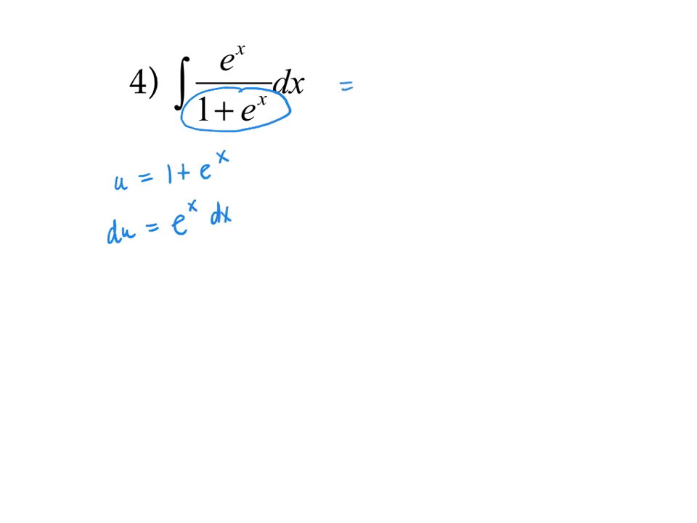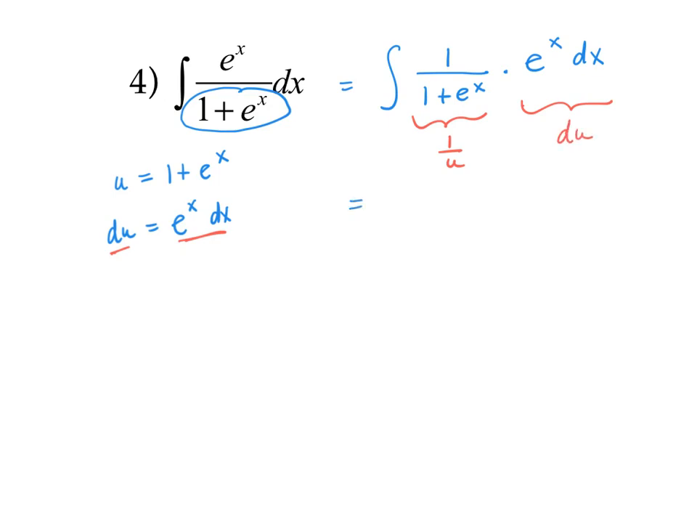And hopefully you can see that in the problem. I'm going to rewrite it to help you see it. This is 1 over 1 plus e to the x times e to the x dx. Okay, so the first part, the 1 over 1 plus e to the x, would become 1 over u. And then e to the x dx, there it is. That just gets replaced by du.